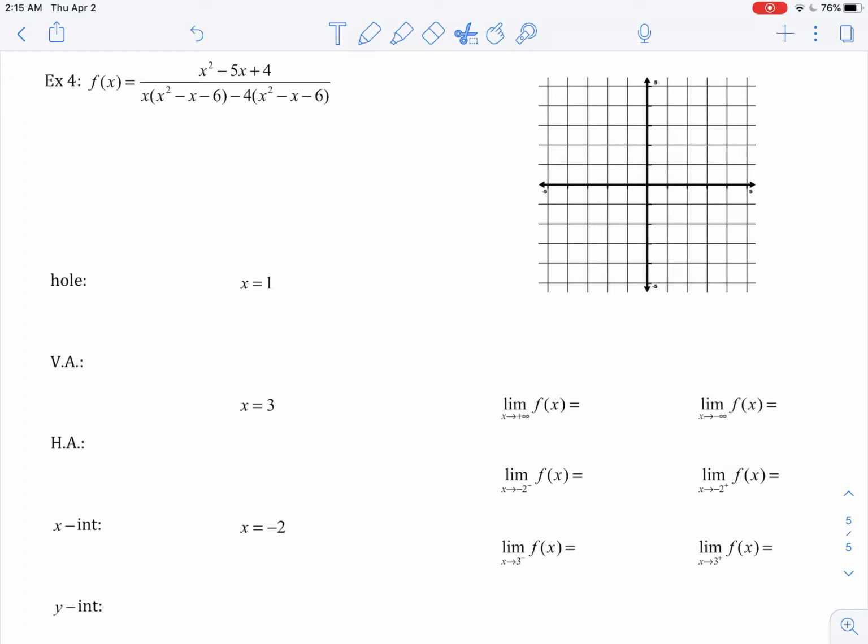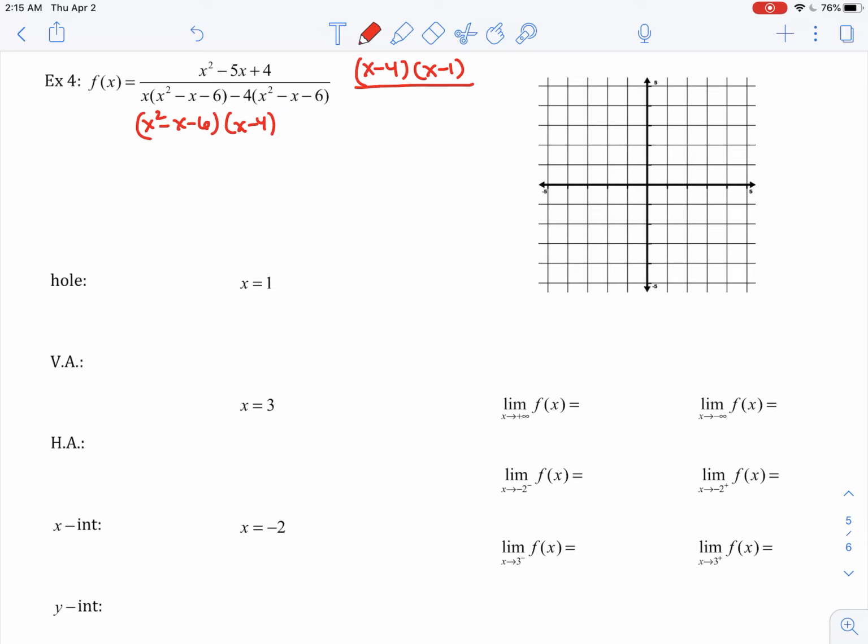Okay, our last example for our rational functions, number 4. We have our x squared minus 5x plus 4. I'm just going to factor that real quick to an x minus 4, x minus 1. In our denominator, we have that common trinomial factor, so I'm going to pull that aside, factor that out. And we have that x minus 4.